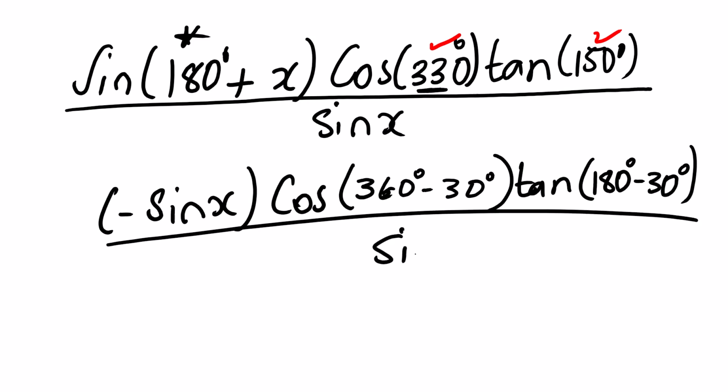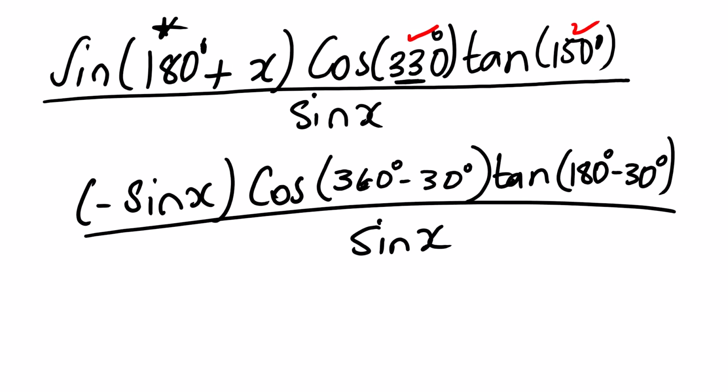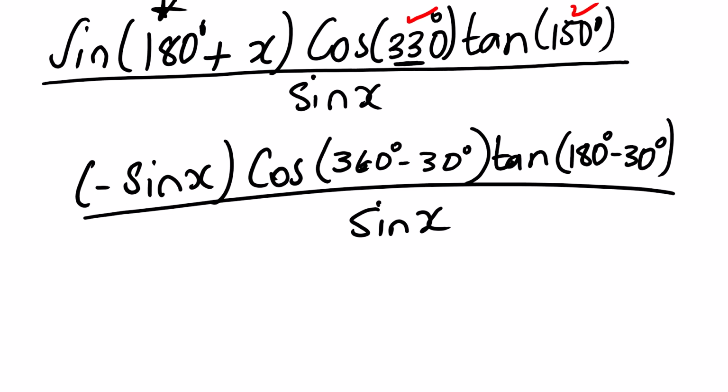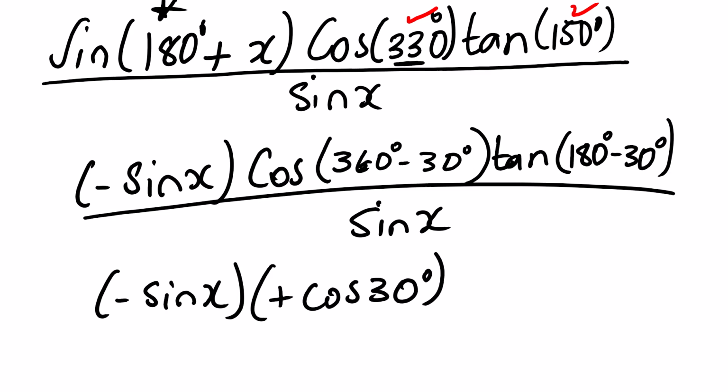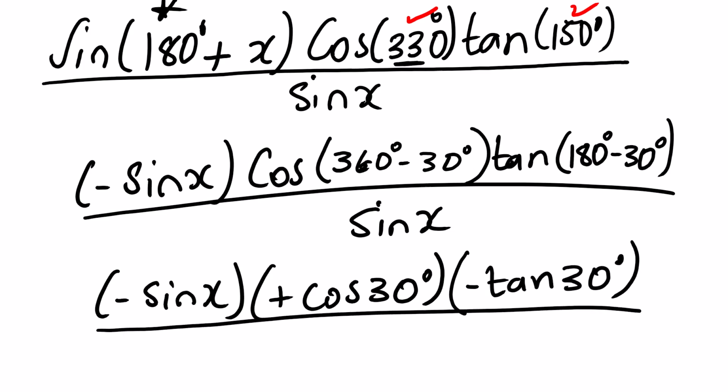all over sine x. So in this case, we still have negative sine x. Cos 360 minus 30 is quadrant number 4, and then we know that cos is positive in that quadrant, so it's cos 30. 180 minus 30 is quadrant number 2, we know that tan is negative in that quadrant, so it's negative tan 30 all over sine x.